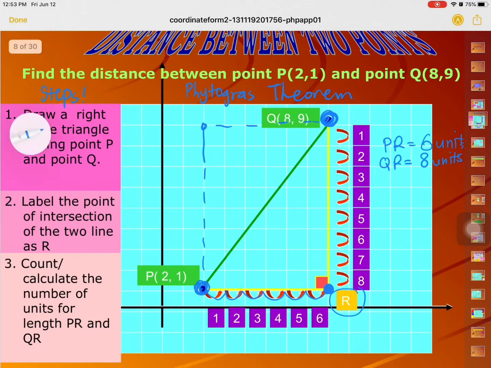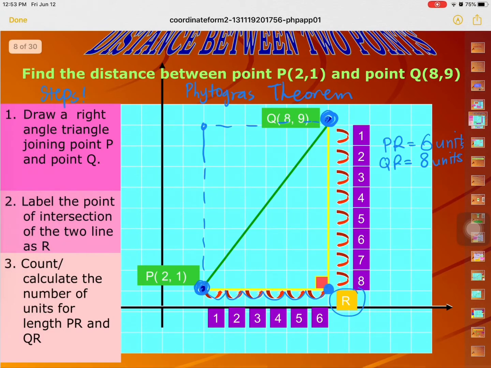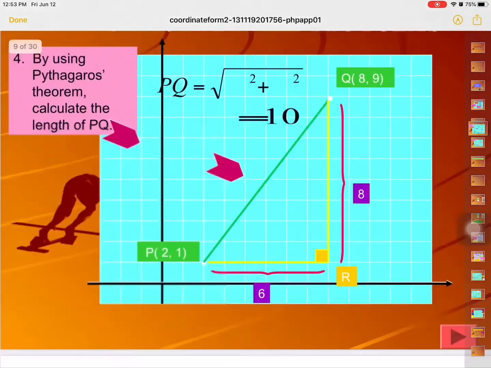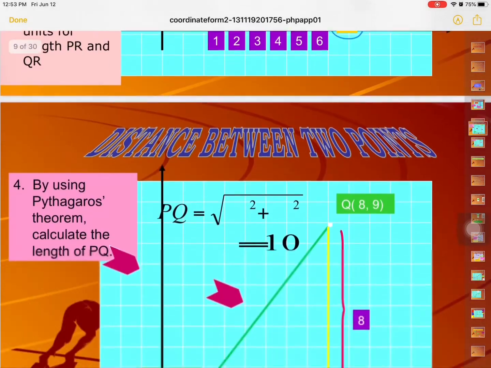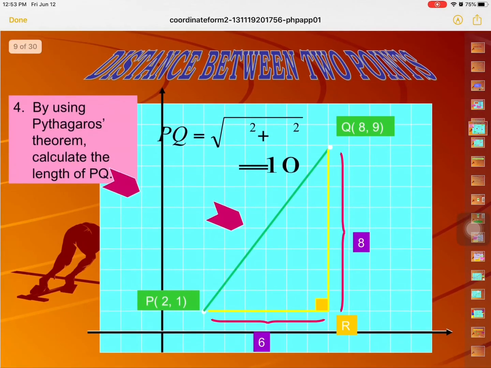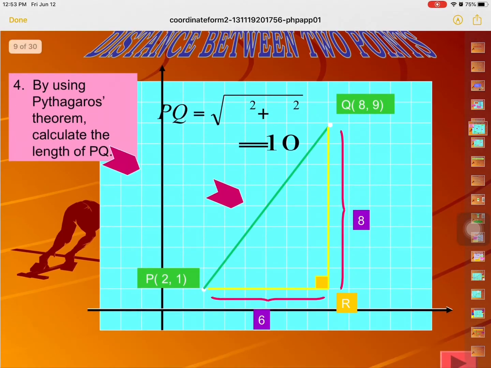So what can we do with it? There is another formula other than the Pythagoras theorem, but let's just use the Pythagoras theorem, yeah? By using the Pythagoras theorem, calculate the length of PQ. Okay, we have to use the Pythagoras theorem.